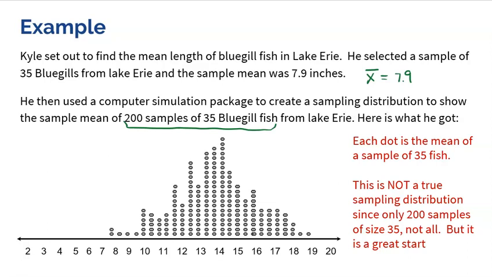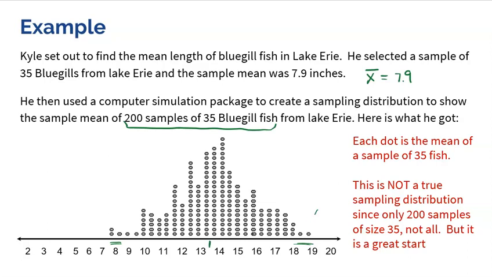But remember, a true sampling distribution would show all possible sample means from all possible samples. I'm going to tell you right now, there's a lot of bluegill fish in Lake Erie, so there's a lot more than 200 samples, but this is a pretty good start. So every dot represents a sample, and now he can kind of get a feel for this, right? He sees, wow, a lot of samples are around 13.5 inches. That seems to be the center, right around 13.5. And there were some higher samples that came back, 18, 19 inches on average. And there were some lower samples.